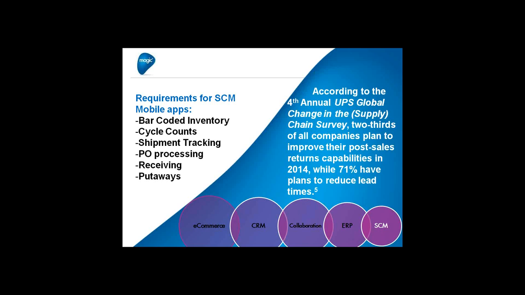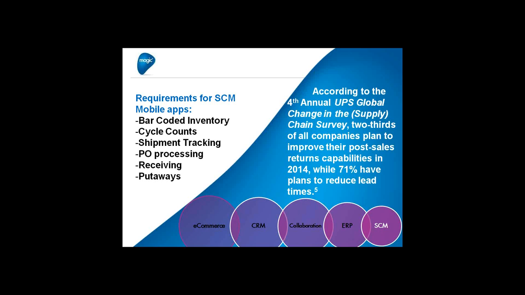relate to the ability to do barcoded inventory, do cycle counts, track shipments, process POs, do the receiving, the putaways, and so forth. There's a very interesting study out by UPS called UPS Global Change in the Supply Chain Survey. It says that 2/3 of all companies plan to improve their post-sales return capabilities in 2014, while 71% have plans to reduce lead times.